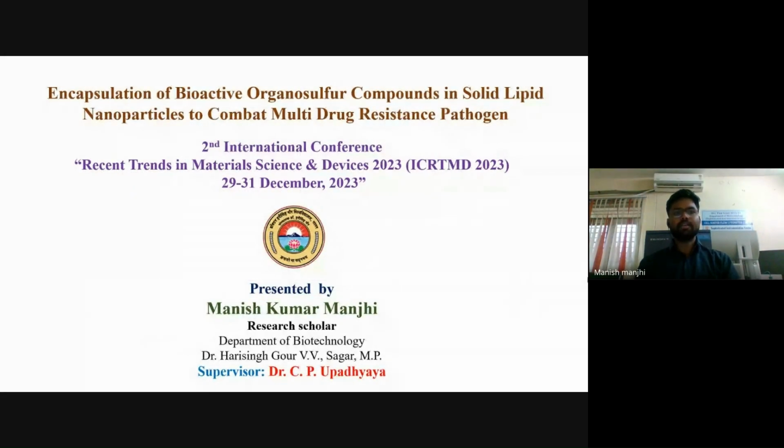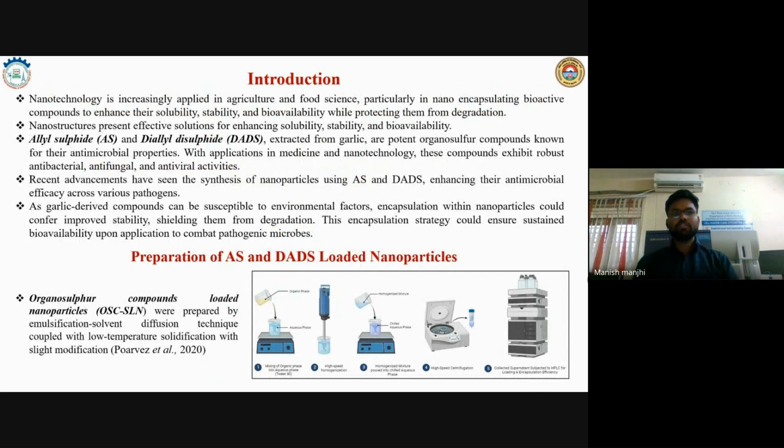My paper is entitled Encapsulation of Bioactive Organosulfur Compounds in Solid Lipid Nanoparticles to Combat Multi-Drug Resistant Pathogens. As we know, nanotechnology is increasingly applied in agriculture and food science, particularly in nano-encapsulating bioactive compounds, to enhance their stability, solubility, and viability while protecting them from degradation. I'm using allyl sulfide and diallyl disulfide extracted from garlic. Those are the organosulfur compounds of garlic, which already have antimicrobial properties. But the problem with these organosulfur compounds is that they are unstable in nature and their viability is very low.